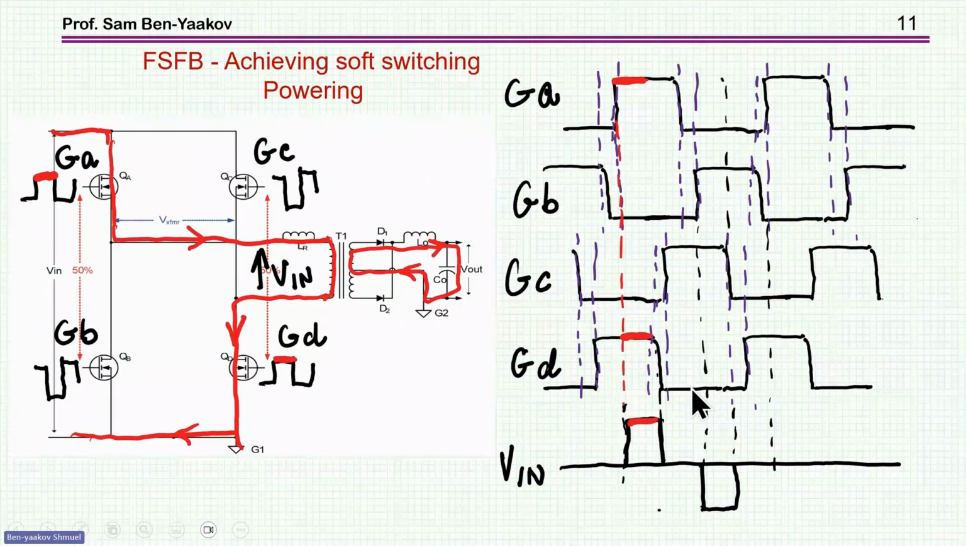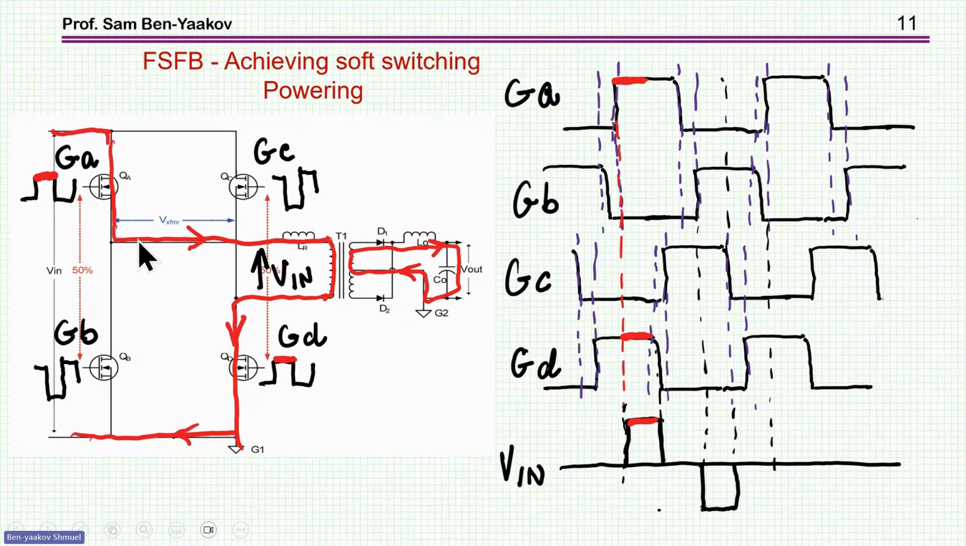So let's see now how this phase shift full bridge is operating. We start with the powering mode, and that is when this transistor and this diagonal transistor are on, and we feed the full power to the output. Then I'm showing a diode rectifier. Obviously, you usually like to have a synchronous rectifier, but just for demonstration, that's okay.